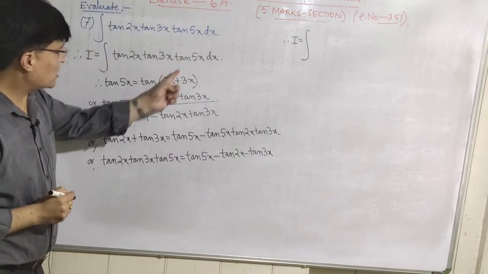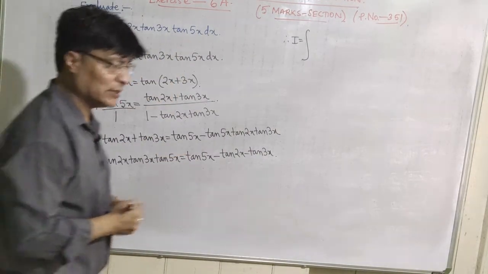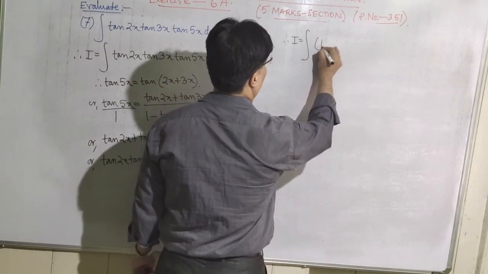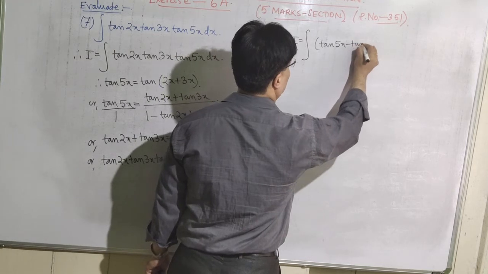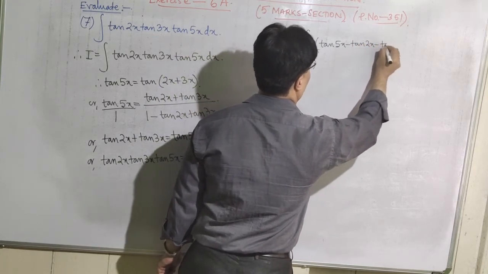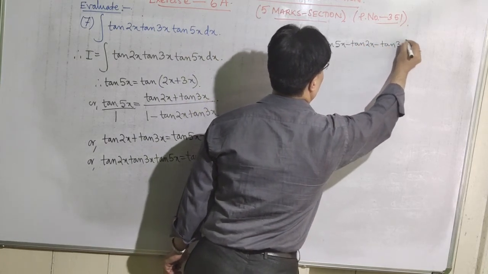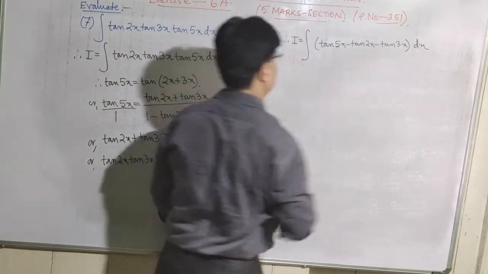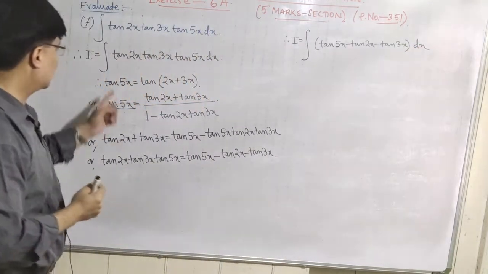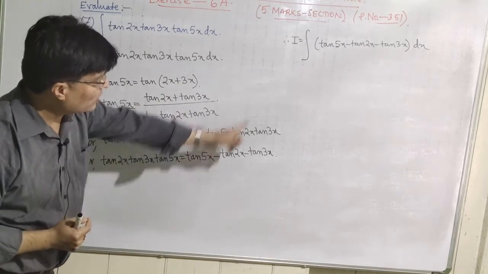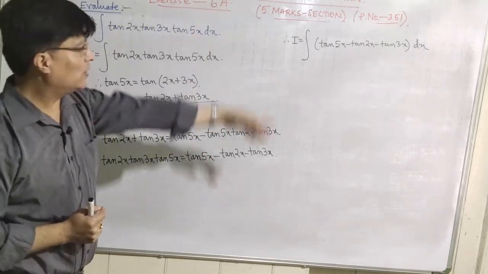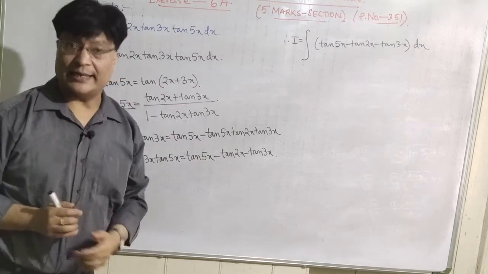So what is the value of this expression in terms of addition or subtraction? It is tan 5x minus tan 2x minus tan 3x, bracket close, dx. So this is the value for tan 2x tan 3x tan 5x as tan 5x minus tan 2x minus tan 3x. Then it is dx.